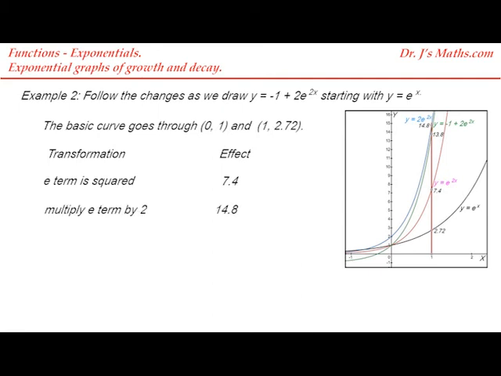The next transformation is to multiply the exponential term by 2, which takes it from 7.4 all the way up to the top, where we can see that it's on the curve 2e to the 2x at 14.8. And then we subtract 1 from each value, as according to the equation of minus 1, and we come back to 13.8.